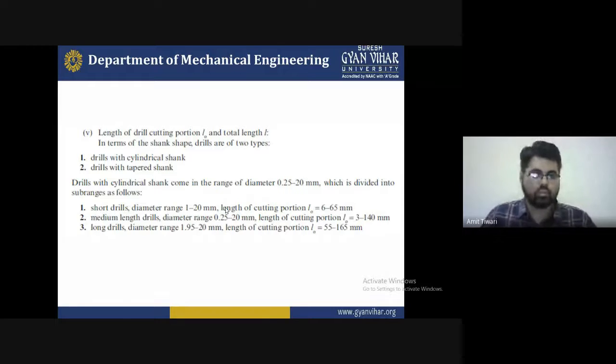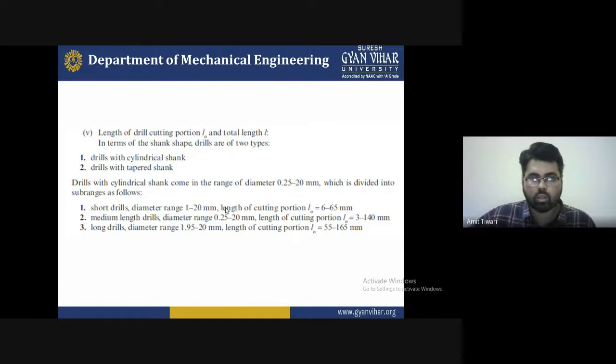Why does this happen? It happens because for the short drill, the length of the cutting portion, that is L0, has to be used accordingly. So this slide shows the design of a drill with the cylindrical shank and a drill with the taper shank, to be observed during this mechanism. A drill with the cylindrical shank comes in the diameter range of 0.25 to 20 mm, which is divided into sub ranges.